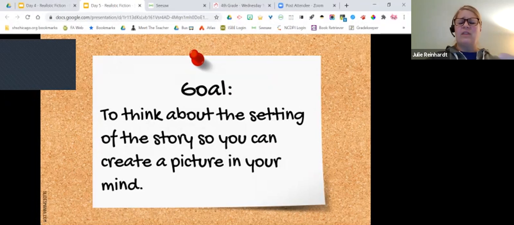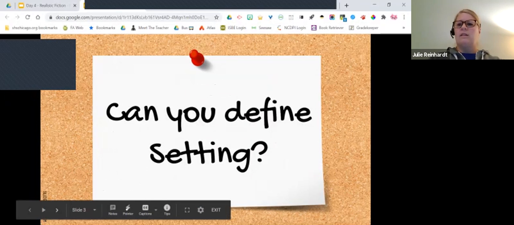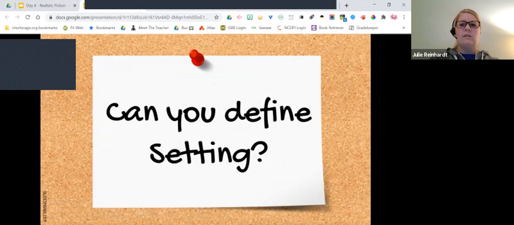But it says to think about the setting. So the first thing we need to do is figure out what setting means. Can each of you think for yourselves, what do you think the setting is? Can you brainstorm a few ideas? Take a minute.